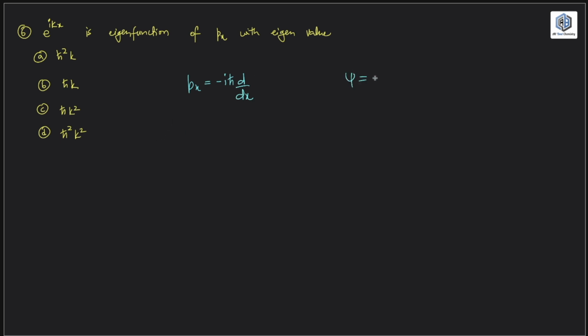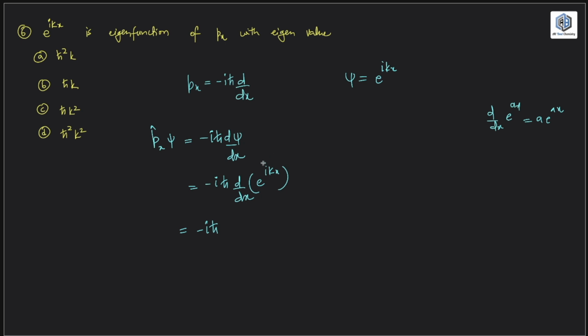The value of psi is, let's say, e to the power ikx according to the question. If I operate this px on psi, this will be minus i h cross d psi by dx, or if I put the value, minus i h cross d by dx of e to the power ikx. Differentiation of d by dx of e to the power ax is a e to the power ax. So whatever is in the coefficient will come like this, and e to the power ikx will remain as it is. So it will become minus i square h cross k e to the power ikx.